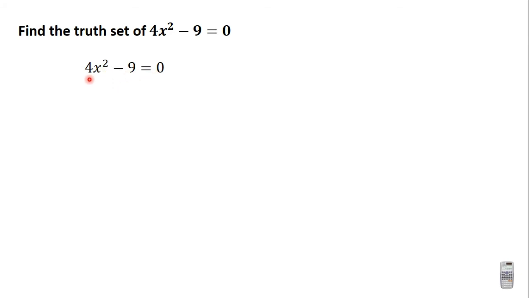Once again, the quadratic expression in this quadratic equation is a binomial. We have 4x squared minus 9. In the previous video, we learned that when you have a quadratic expression like this, where you have the square term minus a constant, the first thing you have to do is to check whether you can express it as a difference of two squares.